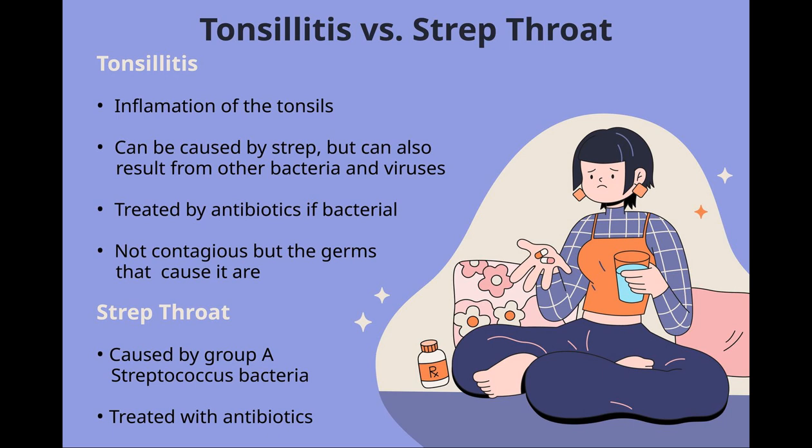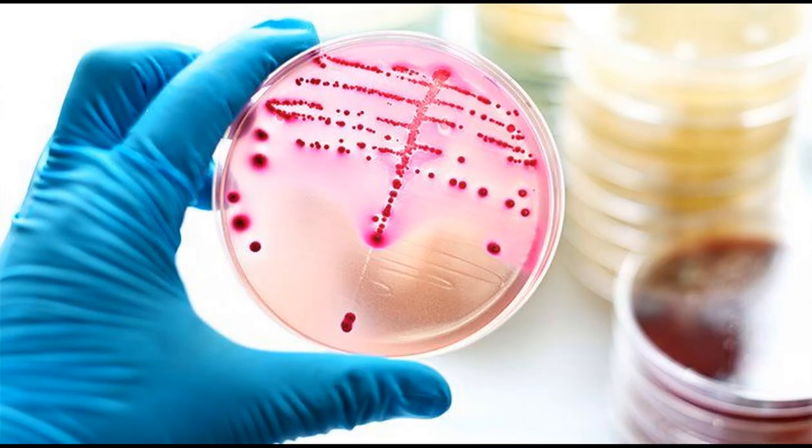Strep throat, caused exclusively by group A Streptococcus bacteria, is a highly contagious infection that targets the throat and tonsils. Symptoms often include a severe sore throat, pain during swallowing, and fever. It requires antibiotic treatment to prevent complications.